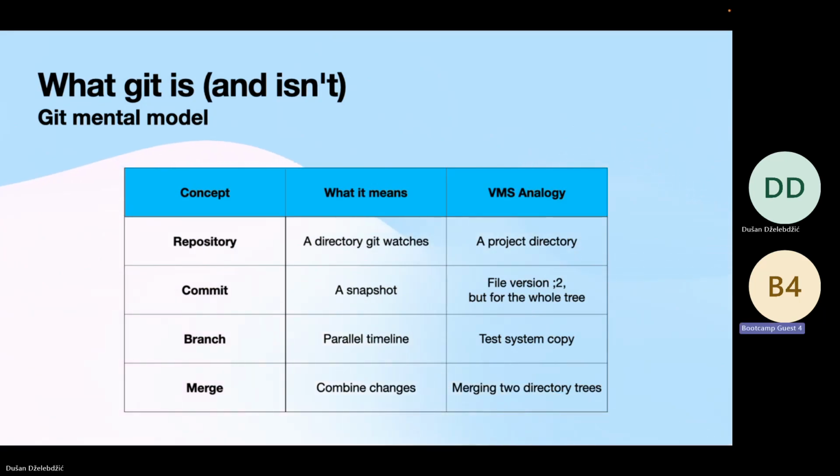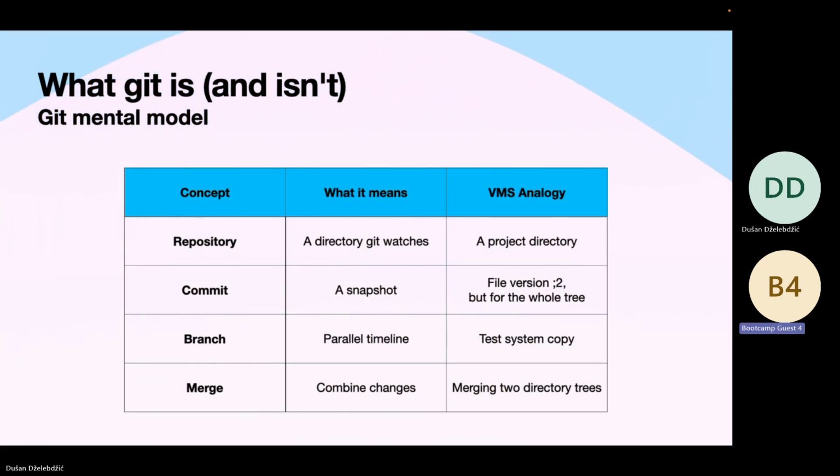Another analogy in VMS is file generation number, but for the whole tree. For instance, if you have 5 files in your project, and then you change file number 2 3 times and file number 4 10 times, one snapshot would be generation 2 of this file and generation 10 of that file, and that's not easy to keep track of. So in those terms, Git's workflow allows going through the timeline way easier.